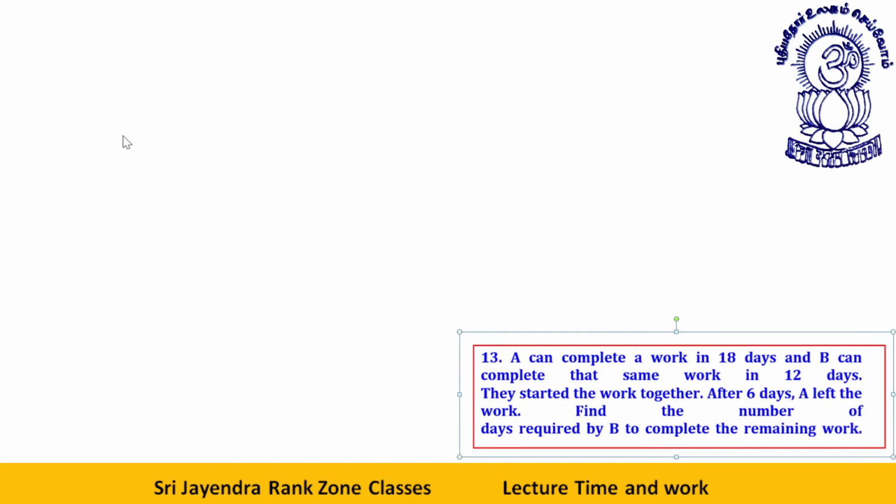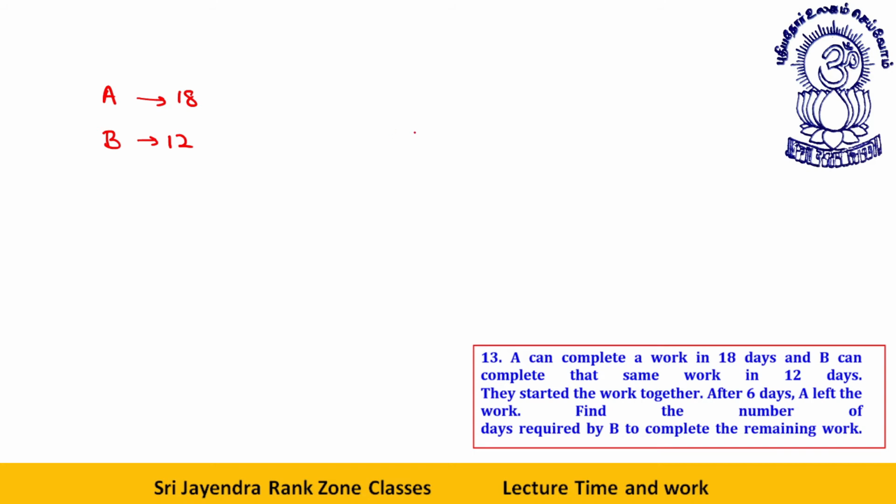A can complete a work in 18 days. B can do the same work in 12 days. They start the work together. After 6 days, A left the work. Find the number of days required by B to complete the remaining work. See, friend, there are two approaches to do it. There are actually three, four approaches. I will tell you the easiest approach.